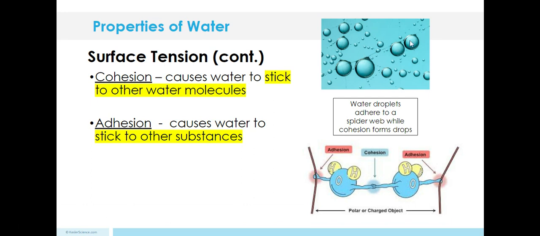The water droplets are actually sticking to silk fibers of a spider web, and it is through adhesion that this water droplet can stick to that thread. So cohesion is water sticking to water. Adhesion is water sticking to something else. So water droplets, cohesion. The water droplets sticking to the spider web, adhesion.